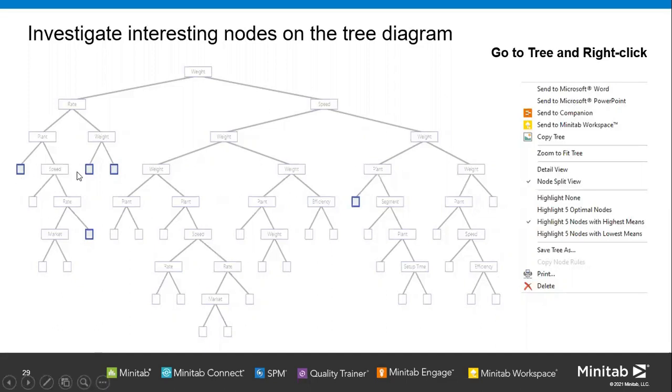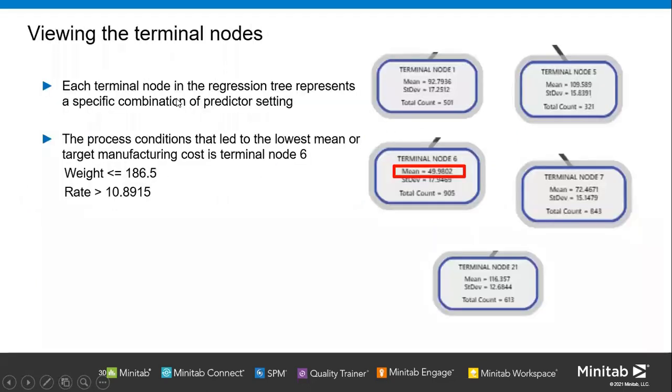You just rely on the lower number of this one. Viewing the terminal nodes, the process condition that led to the lowest mean of the target, manufacturing, is terminal node 6. So you compare with the 5 terminal nodes. Terminal node 6 has the lowest number, and this is its combination: terminal node 6 is from the weight less than or equal to 8186, and the rate is more than 10.8. So you can go one by one.